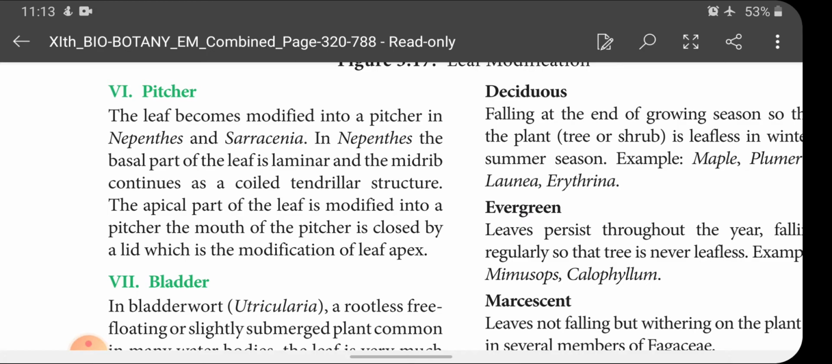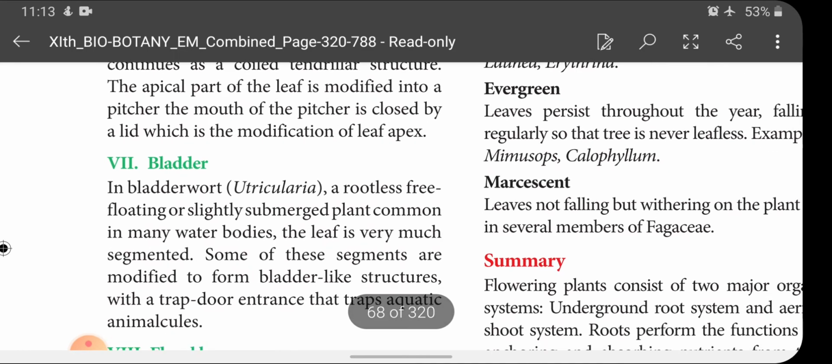Then the mouth of the pitcher is closed by a lid, which is the modification of the leaf apex. So this is the pitcher plant, an insectivorous plant. The end of the leaves is modified into a pitcher. Pitcher means like a pot, and the mouth of the pitcher is closed with a lid. When insects sit over the lid of the mouth, it secretes mucilaginous secretions, and the insects fall inside the pitcher due to that mucilaginous substance.